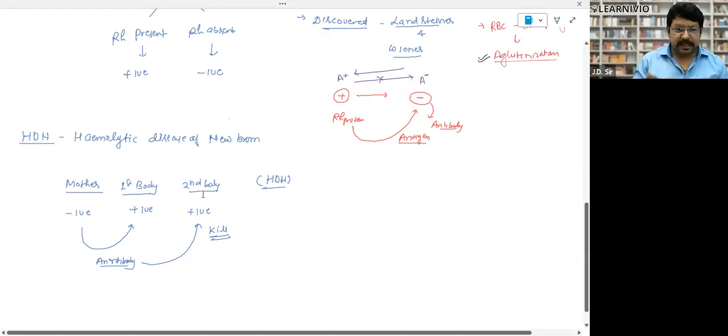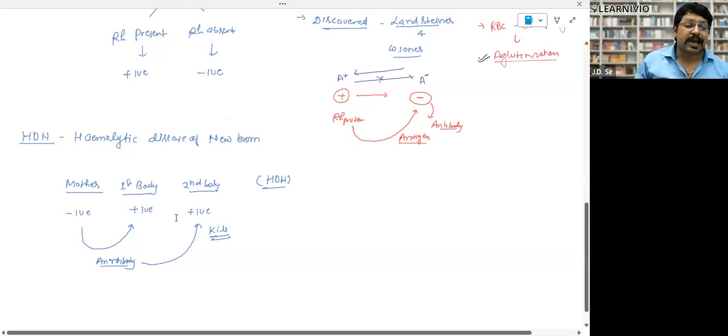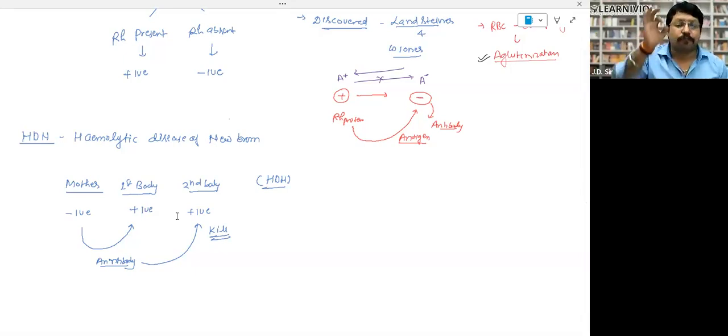Let's take the second example. Next time again, she is bearing the second baby. When she bears the second baby and the second baby has the positive blood group, what will happen? Against this positive blood group, antibodies are already present in the body of the mother. These antibodies will kill the second baby and the second baby will die. This disease is called hemolytic disease of newborn baby. Is it clear or not?